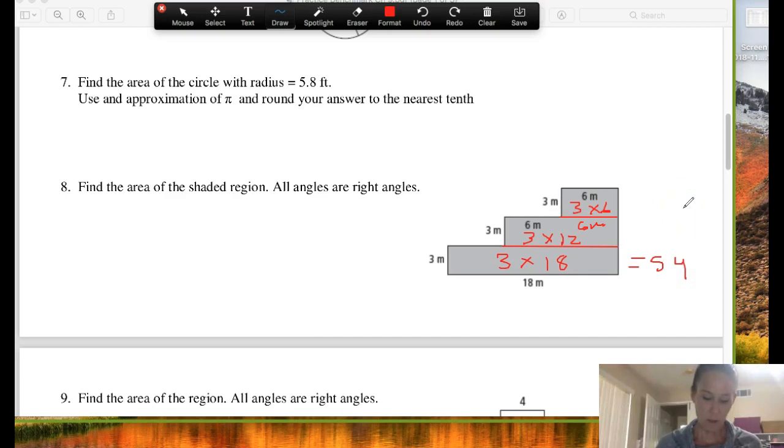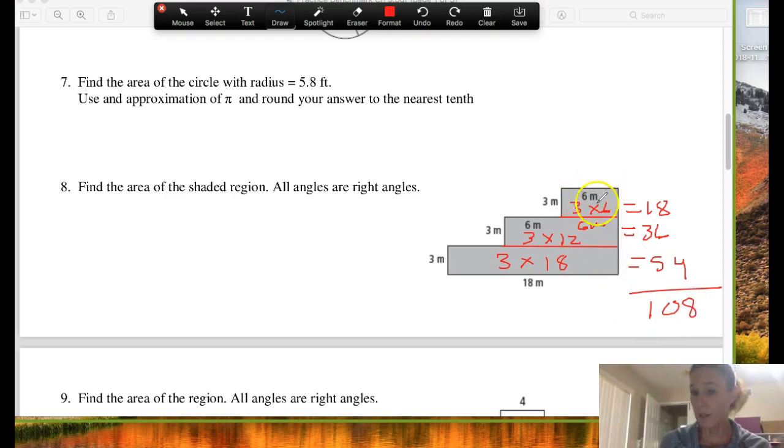3 times 12 is going to be, sorry, I knew that 3 times 12 is 36. And 3 times 6 is 18. Now you just add all those values together. 54 plus 36 plus 18 is 108.